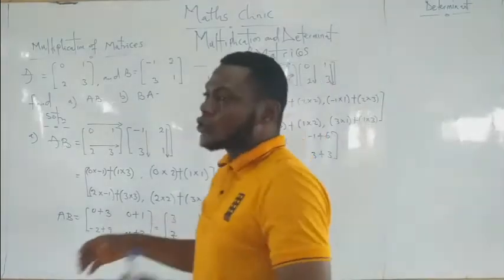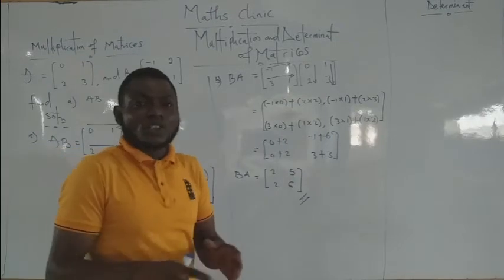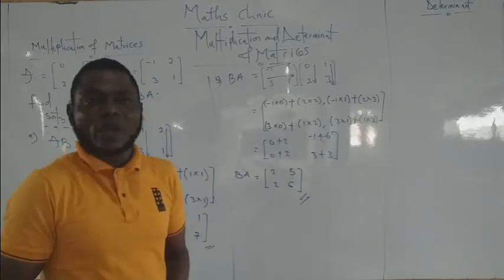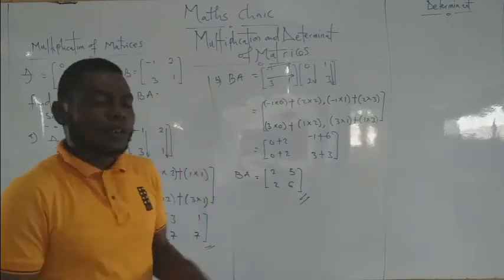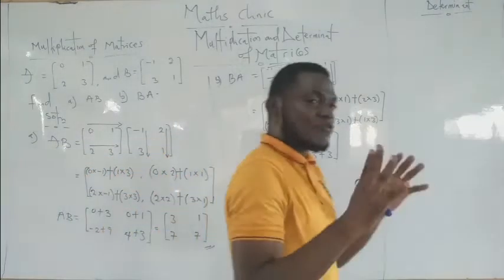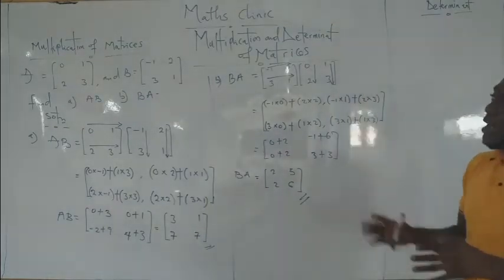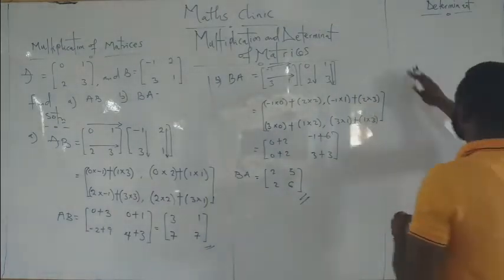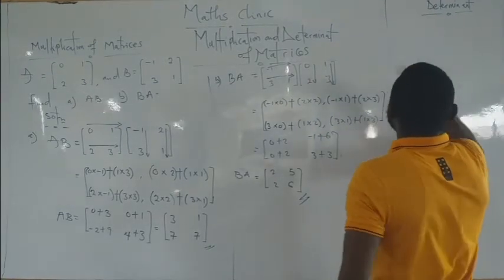We can also use Sarrus method. We'll be looking at it, because Sarrus method is the easiest way. If you are writing JAMB, or Post JAMB, Sarrus method is the fastest approach to finding the determinant of a matrix. So let's look at the determinant now.